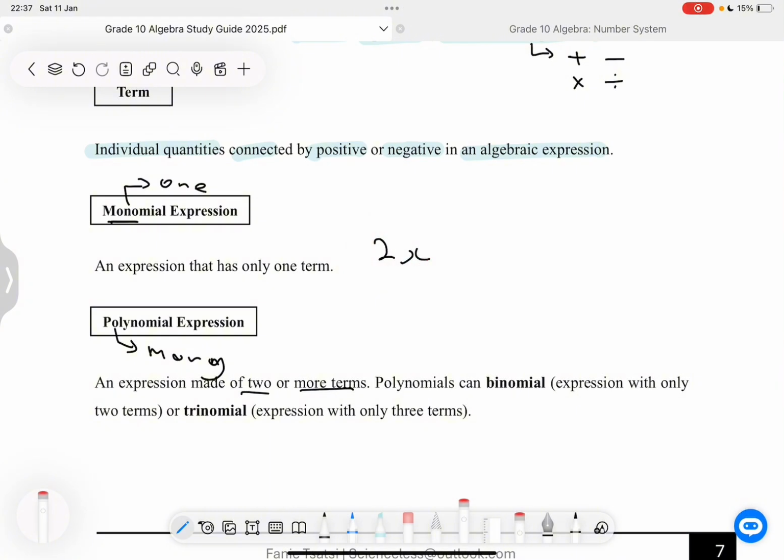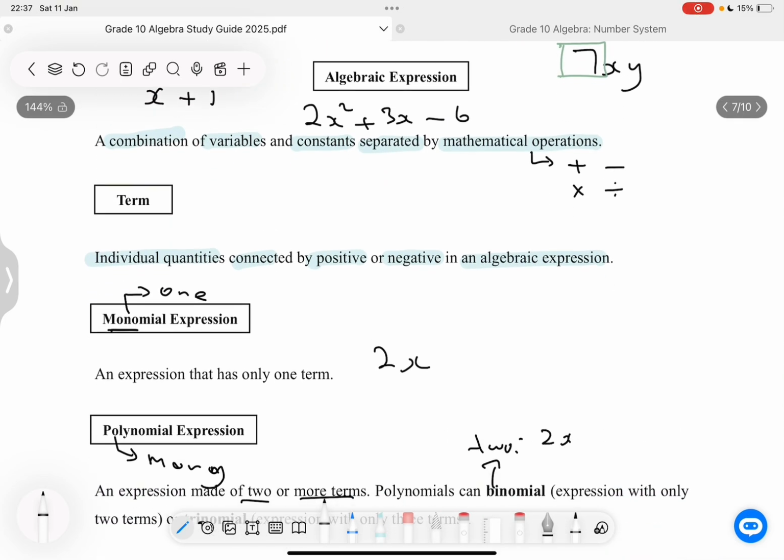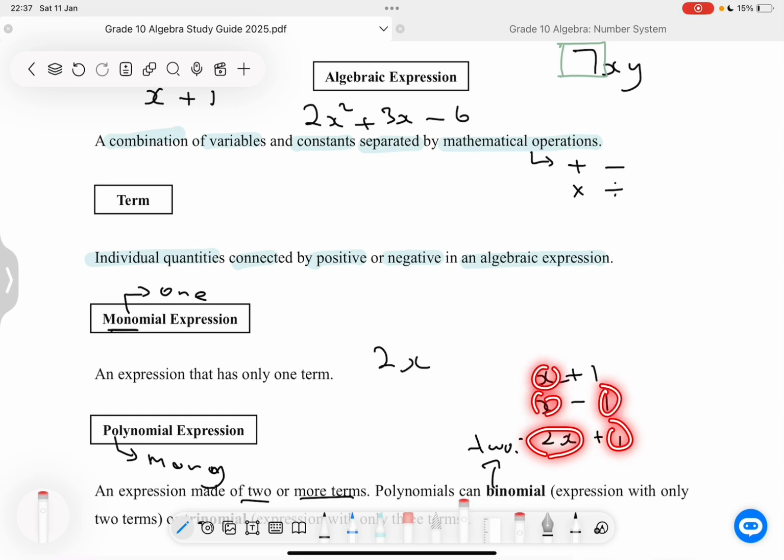Now, polynomials can further be divided into what we call a binomial. Now, bi means two. So this will be an expression that is made up of two terms, right? So something like 2x plus 1, or x minus 1, or even x plus 1. They are all called binomials because I have two terms in them.